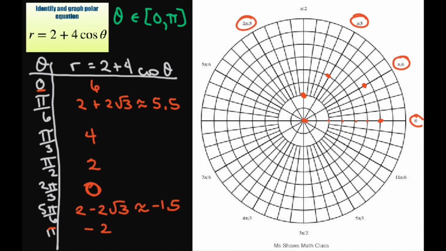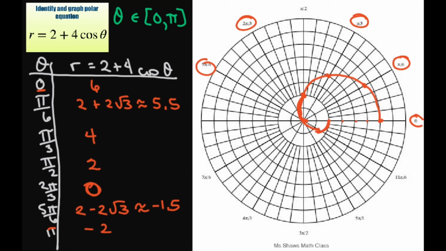Let's graph what we have so far. So it's going like this. Kind of goes out like that. At 5 pi divided by 6, we're at negative 1.5, so we're going opposite this way. So it's going through this way. And at pi, we're at negative 2, which is right here. So there's half of the curve.